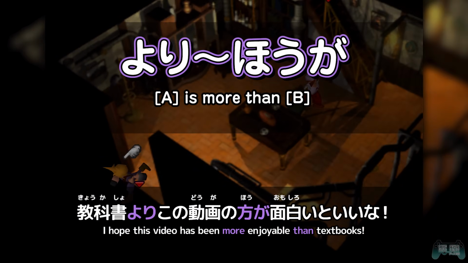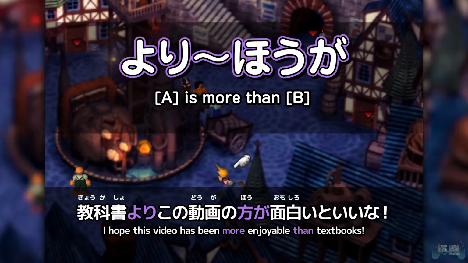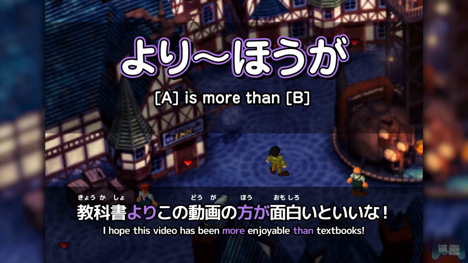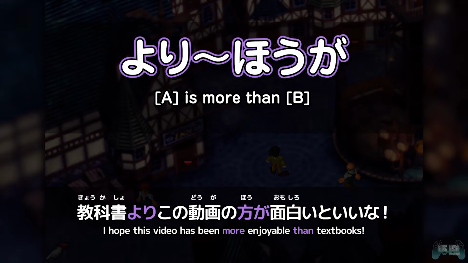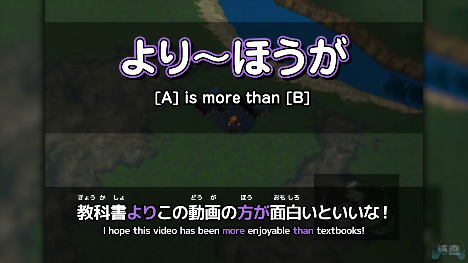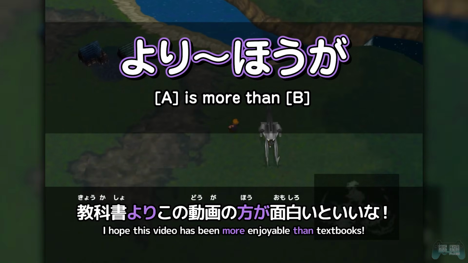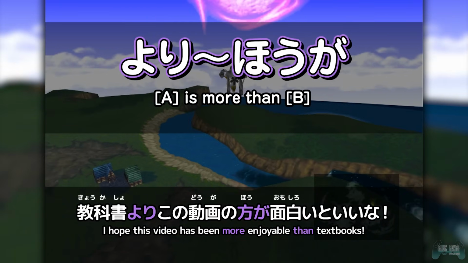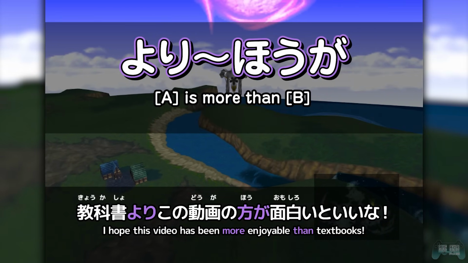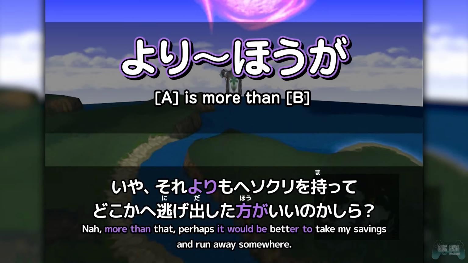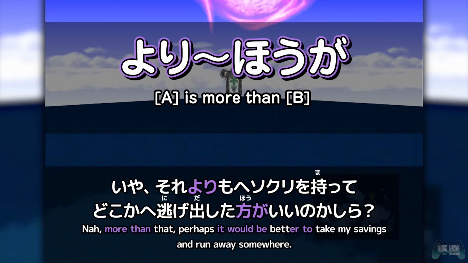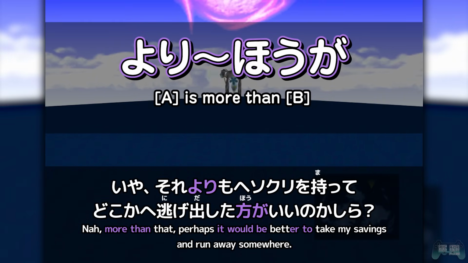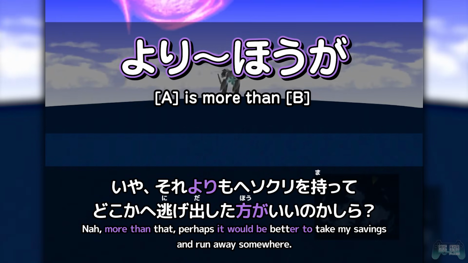So this grammar point can be used with verbs, adjectives, or nouns, but just remember that when you're using it with nouns, that a no particle must come after the noun. So just like my example that I gave, the rest are all just there in their normal forms. So, like in this final example from Final Fantasy VII, more than that, それより, I wonder if it would be better to run away. 逃げ出した方がいいのかしら?